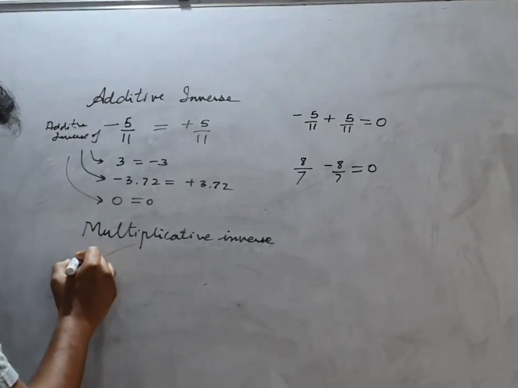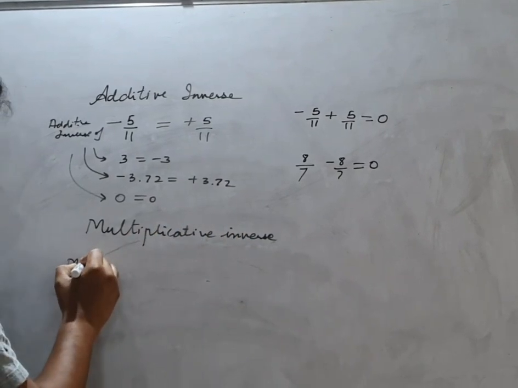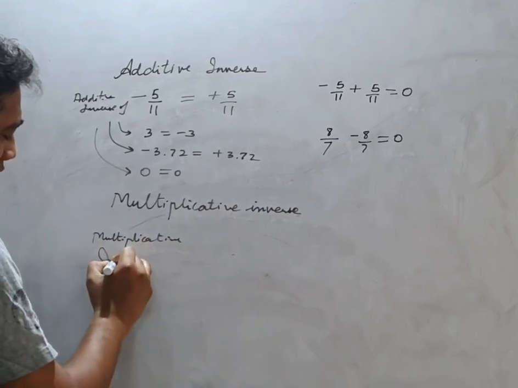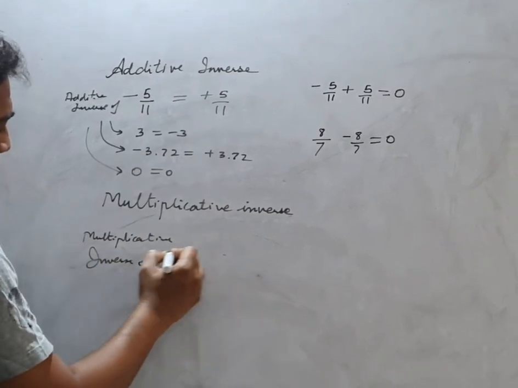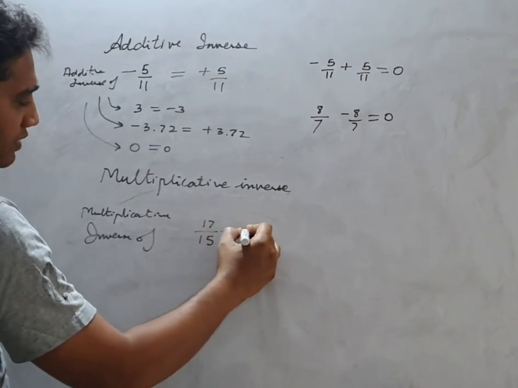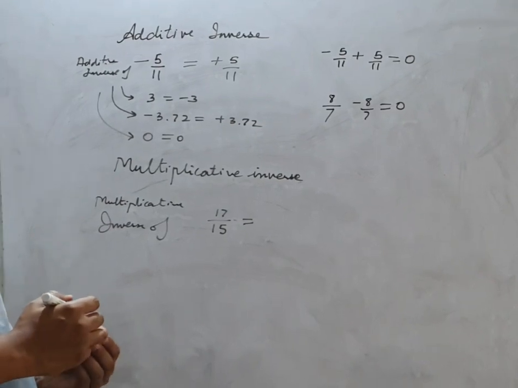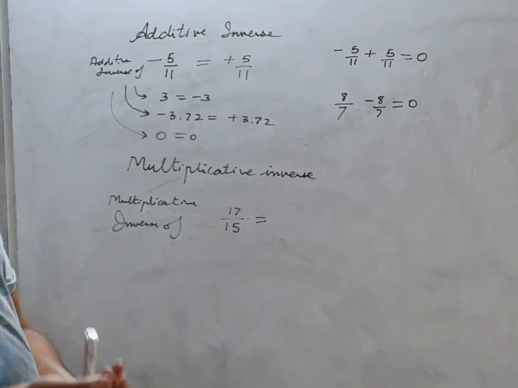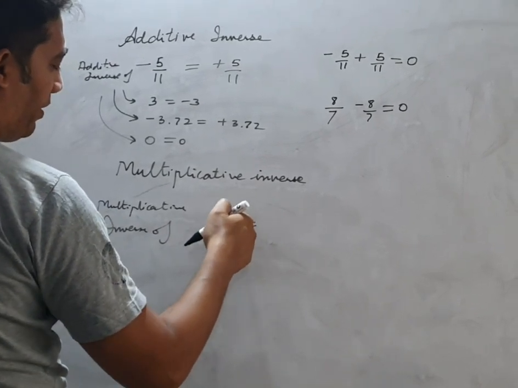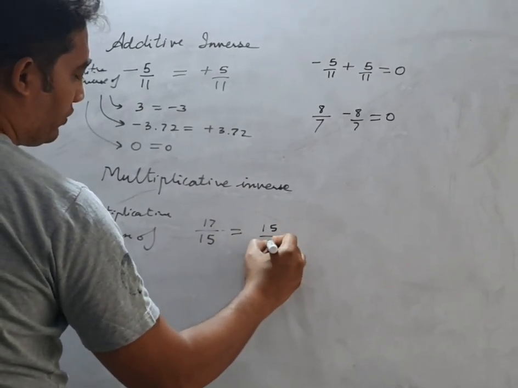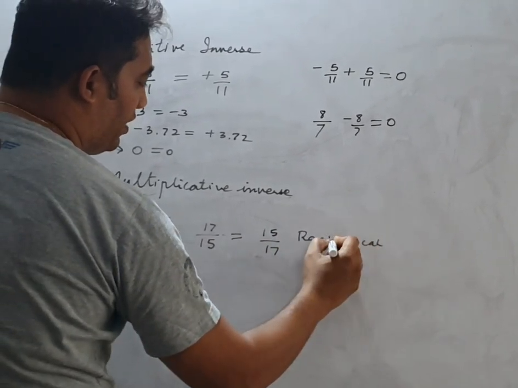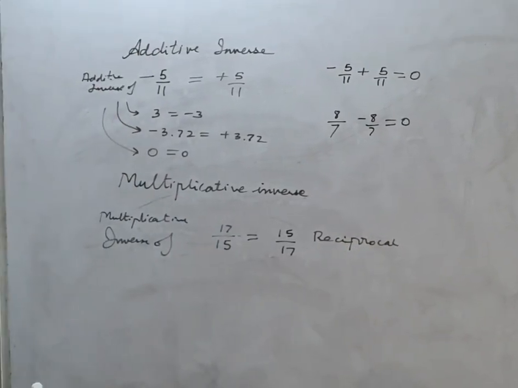Please remember this. Fine. Now when we come to multiplicative inverse. The multiplicative inverse of 17 upon 15 is, when I say multiplicative inverse, it means multiplication should become division. So numerator becomes denominator, denominator becomes numerator. This is also called reciprocal.